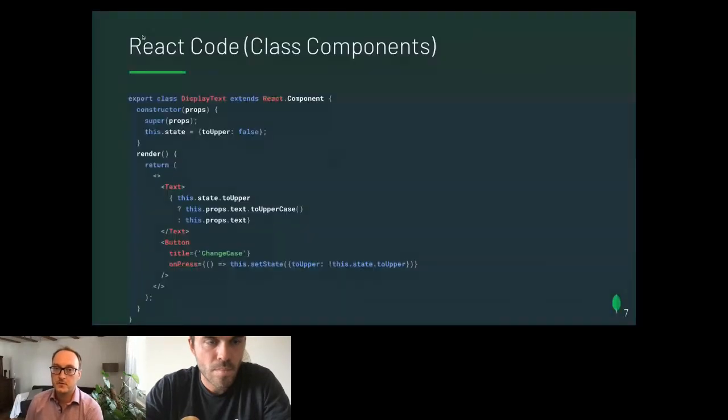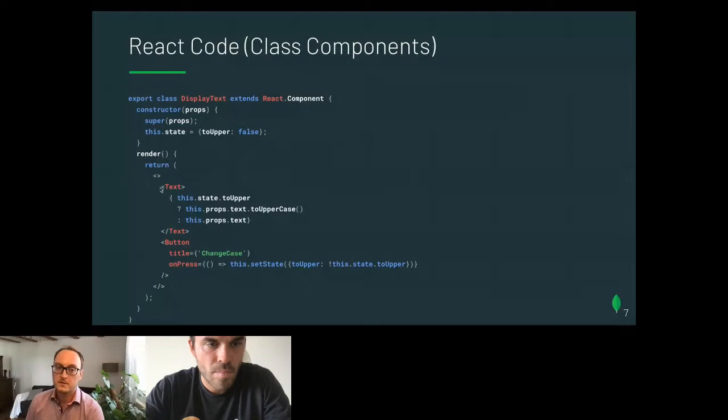So this is an example of some React code. This is basically just a small piece of text with a button that allows you to change it from lowercase to uppercase. This is an example of a class component. There's actually two ways that you can make components in React: class components and functional components. So this is an example of how you do it with a class component. Basically, you make a constructor where you set your initial state.